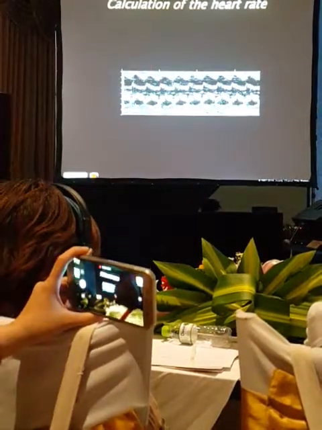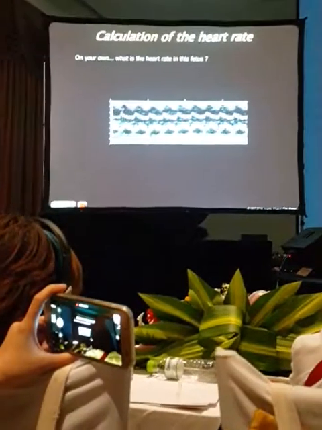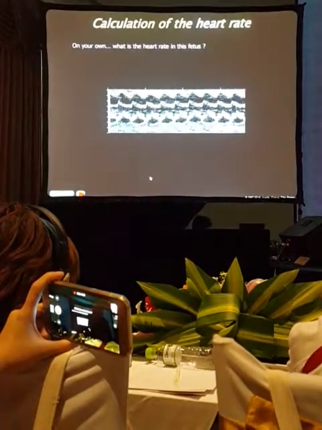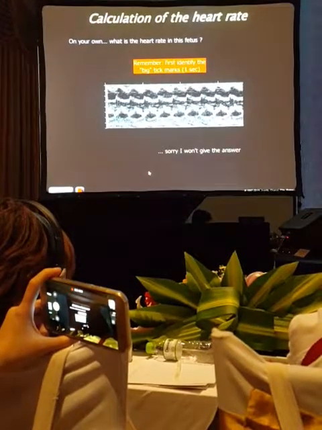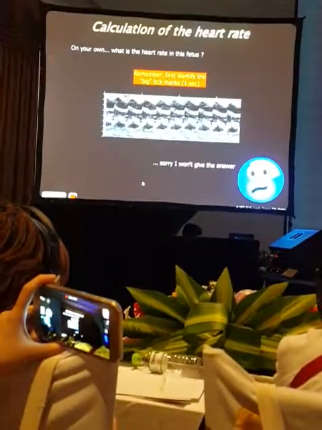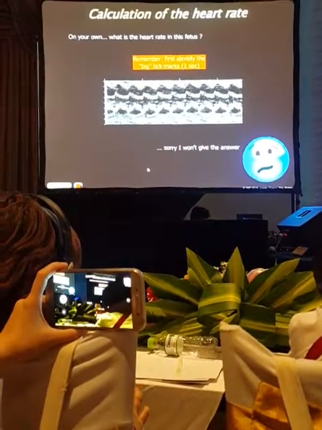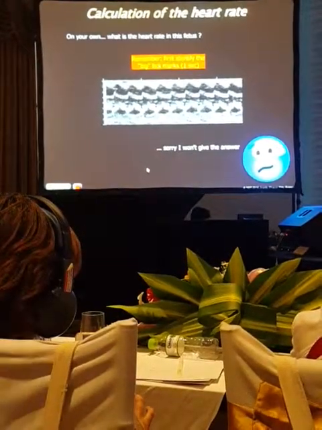Now, what is the heart rate of this baby? You look at the big tick marks, the small tick marks, and I will not give you the answer. You have to download the lecture and you have to make the exercise on your own. Very simple answer.